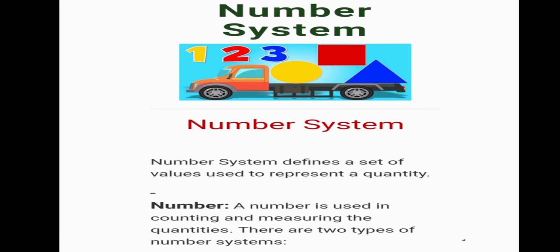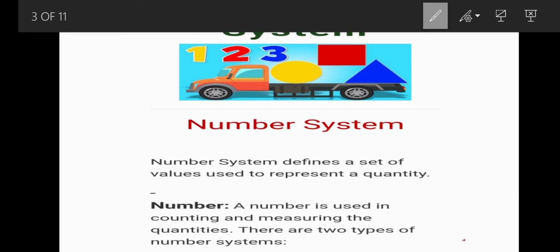A number is used in counting and measuring the quantities. Counting means like 1, 2, 3, 4. All these numbers are used for counting. So, a number is used for counting and measuring the quantities.